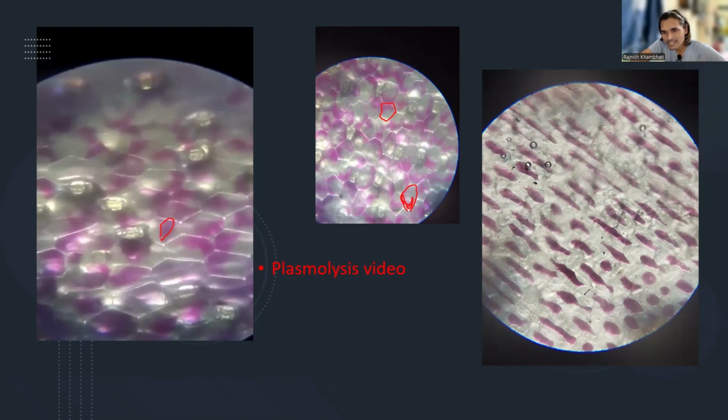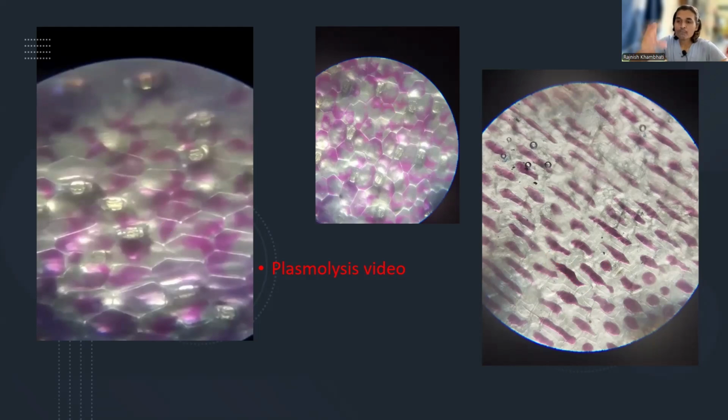Same thing you can see here. This is the cell. See the outline. And this is the cytoplasm in the center somewhere, shrunken. This is also shrunken cytoplasm, totally shrunken. So this phenomenon is called plasmolysis. Now the question is what it is and how it is happening. So we have to learn that now. I am showing you the video first so that you get some interest in what it is.